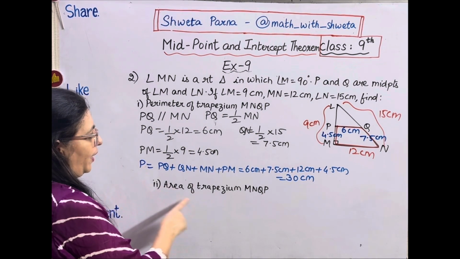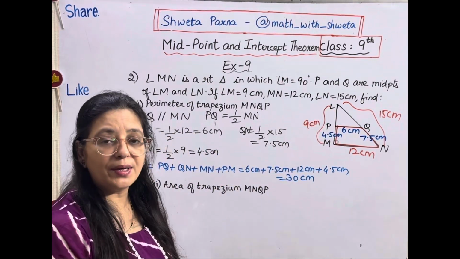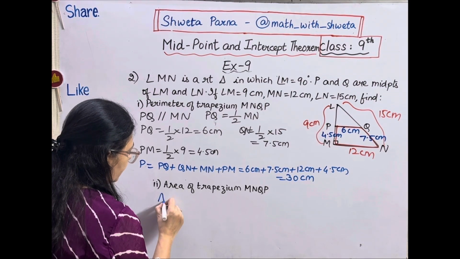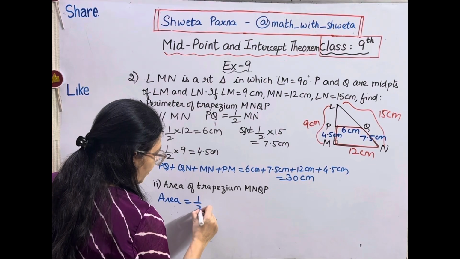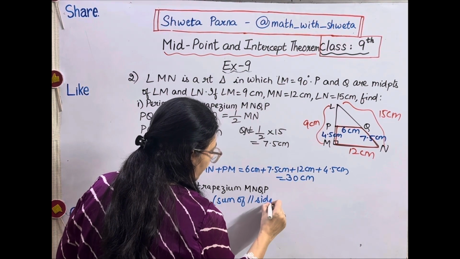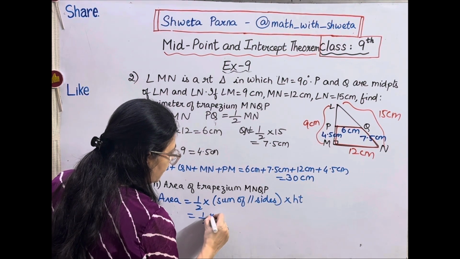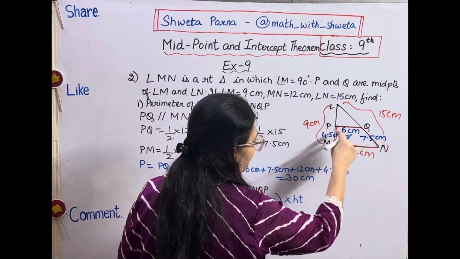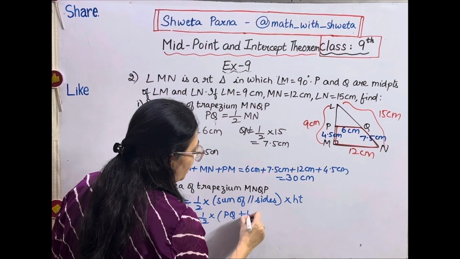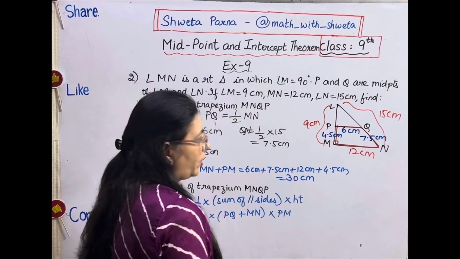So it is 30 centimeter. Now you have to find the area of trapezium MNOQ. What is the formula to find the area of a trapezium? Area of a trapezium is always equal to half into sum of the parallel sides, into height. Now here, which are the parallel sides? Parallel side means which will not meet. This and this will meet. So the parallel sides over here are PQ plus MN and height would be PM. Okay. Let's find it.